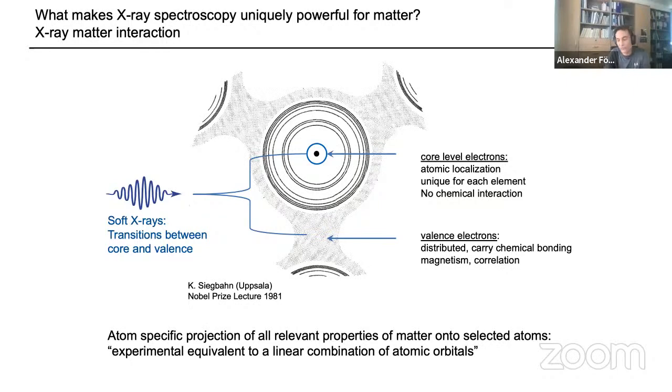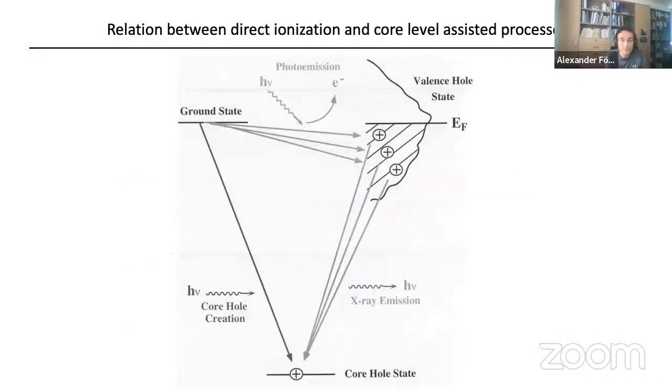And if you so want, phrase it into a molecular language, X-ray spectroscopy or soft X-ray spectroscopy is really an atom-specific projection where we can bring all the relevant properties of matter, of molecules, of condensed matter, of surfaces, and project it onto the selected atoms by having these optical transitions. In a way, it's really equivalent to a linear combination of atomic orbitals, which we can achieve by using soft X-rays to project these different electronic states onto each other.